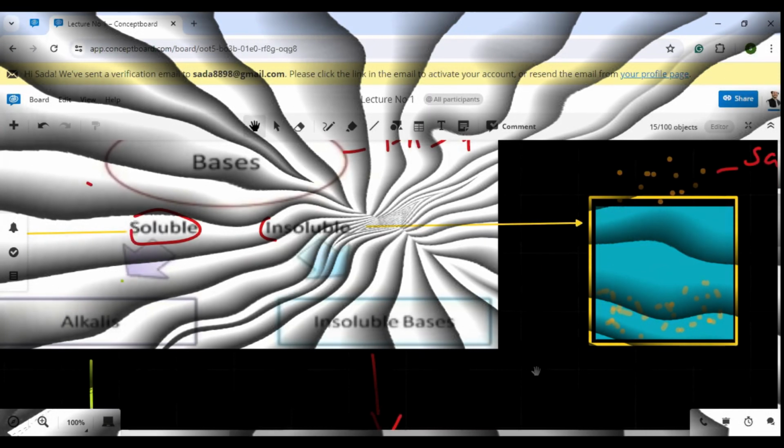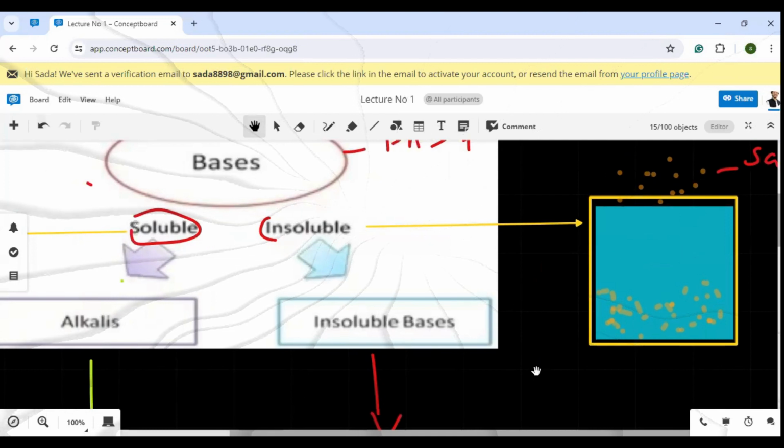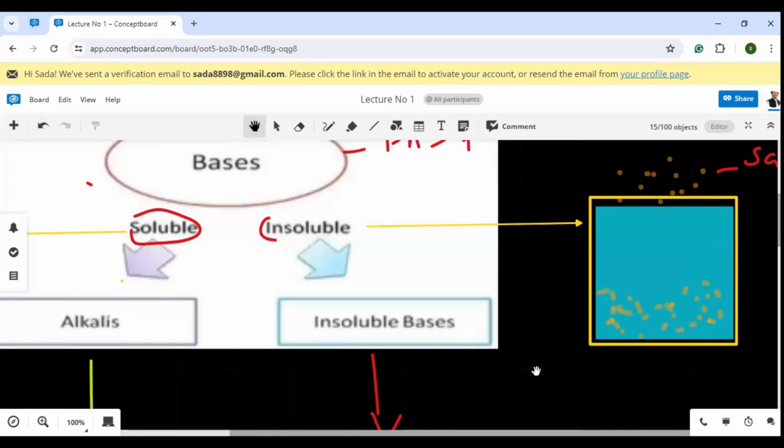There are also a number of other solutes and solvents. Mostly, organic solutes dissolve in organic solvents, and inorganic solutes dissolve in inorganic solvents.